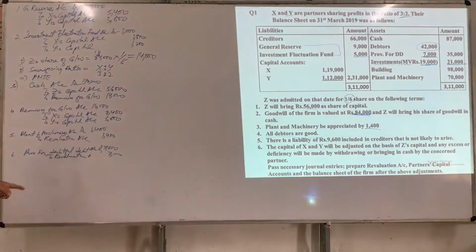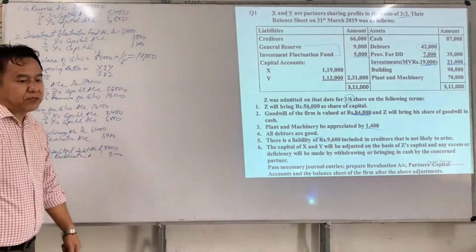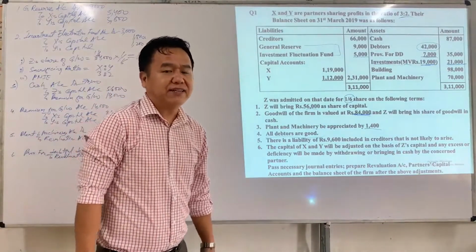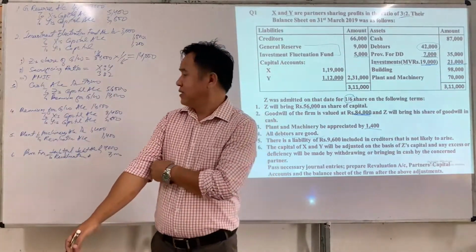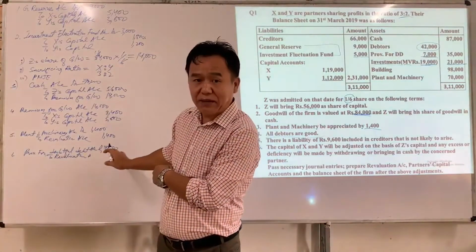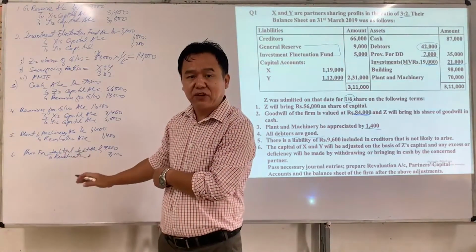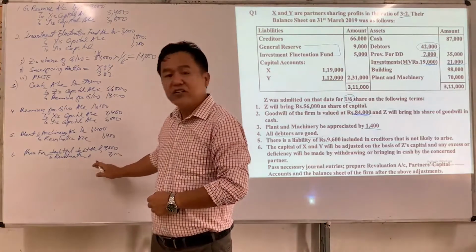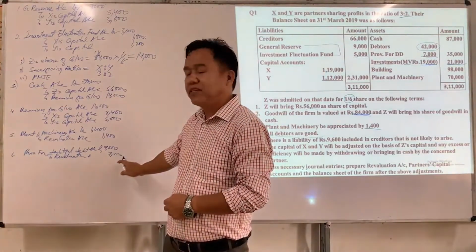So here, revaluation account is credited because there is a profit on account of decrease in the value of liability. Since provision for doubtful debt is a liability, whenever a liability decreases, there will be a profit. That is why revaluation account is credited here.